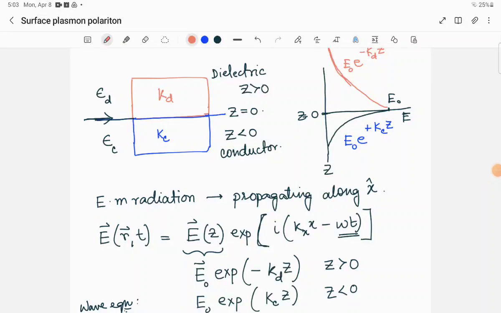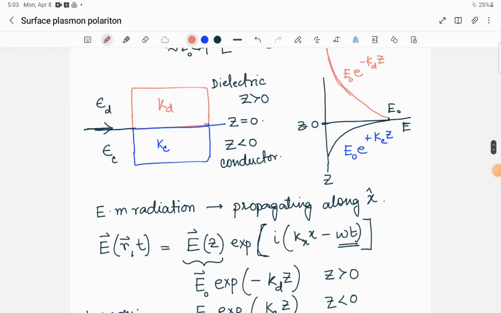Okay, hello everybody. So we continue our discussion on surface plasmon polaritons, and as discussed earlier, these are generated at the interface of a dielectric and conductor when you have an electromagnetic wave incident in the plane of the interface. Now, in our case, we have considered propagation of the wave in the direction x, and so we will have evanescent waves. So z becomes the perpendicular.